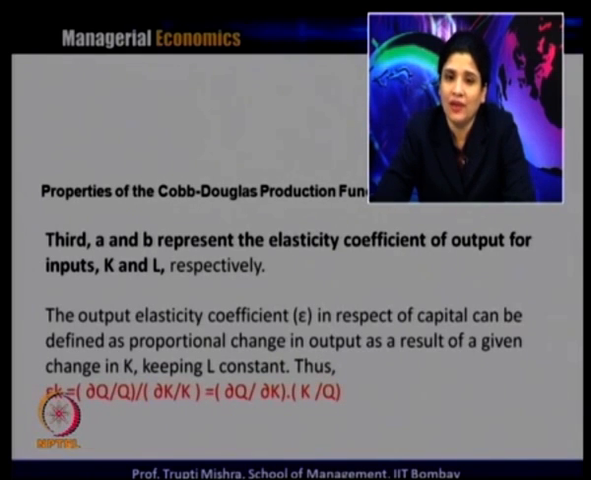So, del K by K, and if you simplify this, it is del Q by del K multiplied by K by Q. This is nothing but the elasticity coefficient with respect to input K, keeping L constant. So, the partial elasticity of this production function, which depends on capital and labor, keeping L fixed, is del Q by del K multiplied by K by Q.